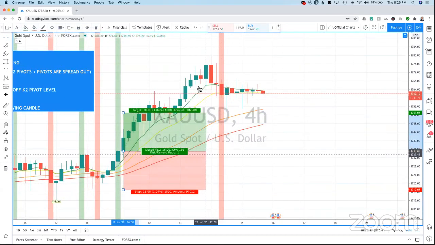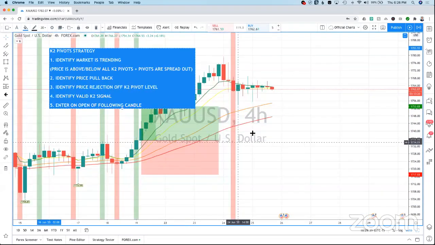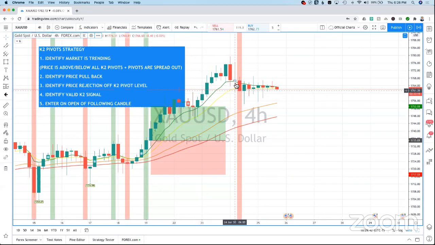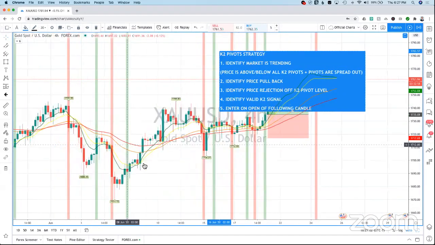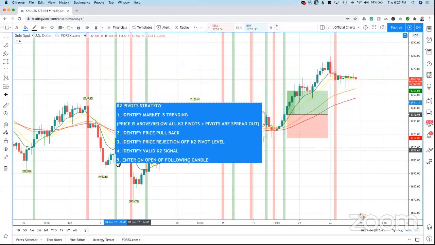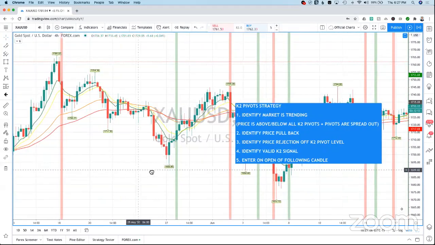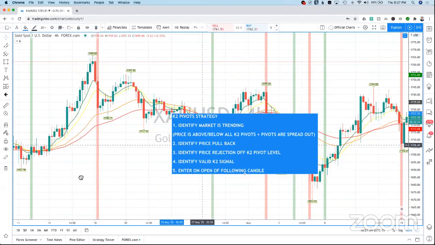So right here, this might be setting up for another entry, Spencer, if you're watching this. Price is trending up pretty strong. Price is coming down right here. It's rejecting. If it rejects off any of these, like level 3 or level 4, and then we have a valid K2 buy signal, you can take another buy going that direction. But just with the way the market's moving right now, the chances of that happening are not very likely. Let me see if there's another entry over here somewhere.